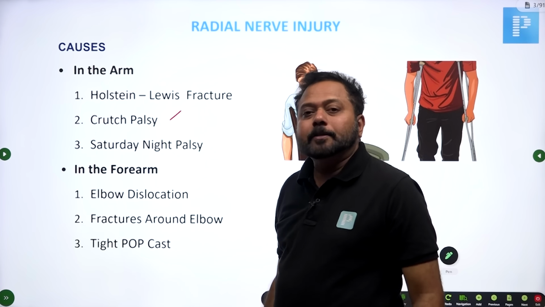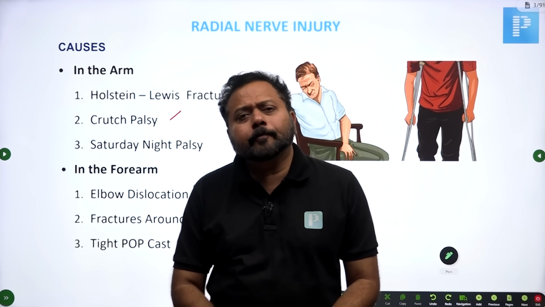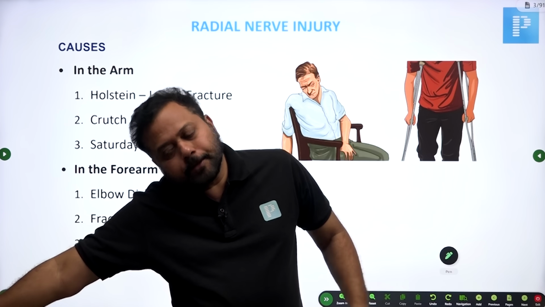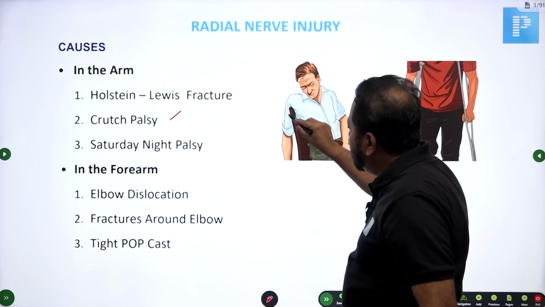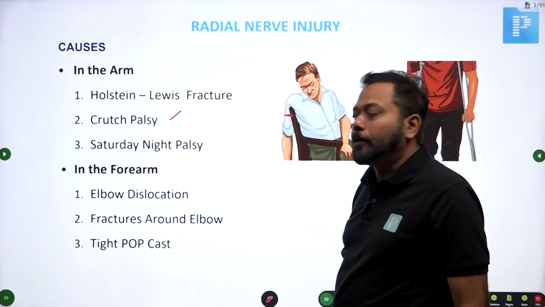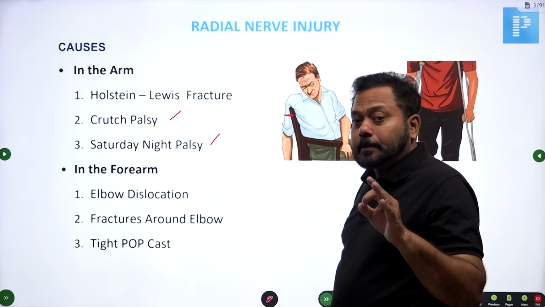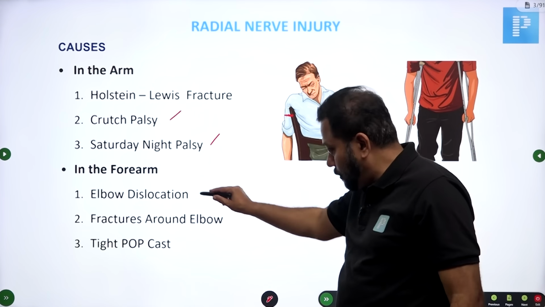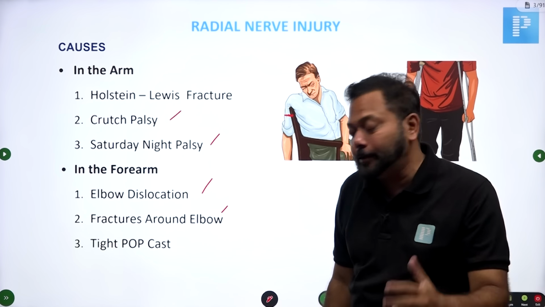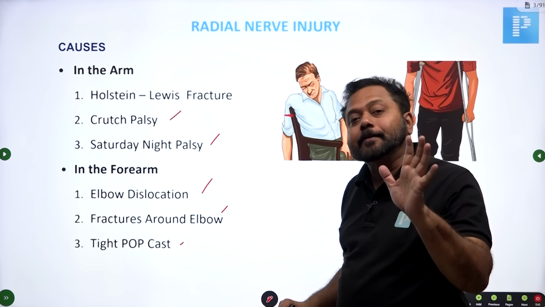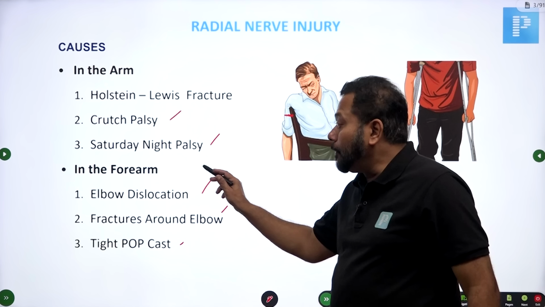Number three, Saturday night palsy. After consumption of alcohol, because they become unconscious, they are sleeping in a chair like this, in this position. In this place, your radial nerve is compressed at the level of arm. So that is Saturday night palsy. Now the problem in the forearm. The causes of radial nerve palsy in the forearm are elbow dislocation and fractures around the elbow, for example, lateral condyle fracture of the humerus. Then a tight POP cast, a very, very important cause for radial nerve palsy at the level of forearm.